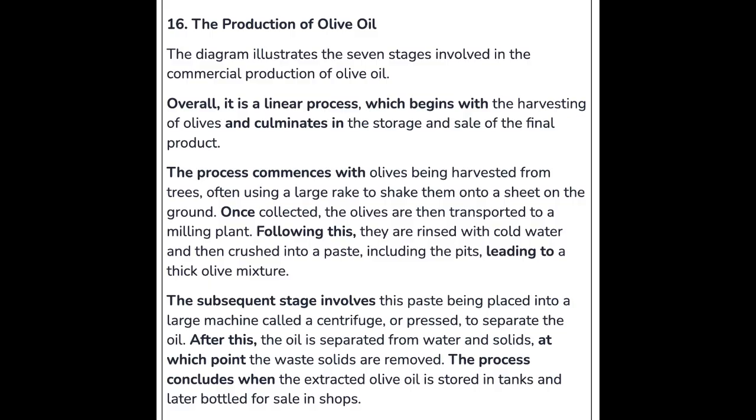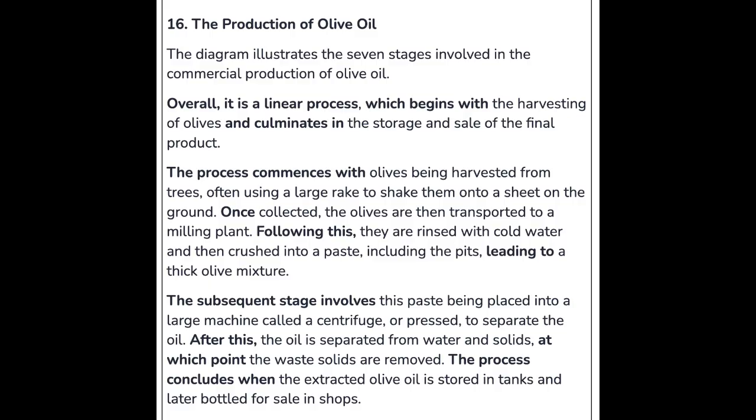Overall, it is a linear process, which begins with the harvesting of olives and culminates in the storage and sale of the final product. The process commences with olives being harvested from trees, often using a large rake to shake them onto a sheet on the ground. Once collected, the olives are then transported to a milling plant.